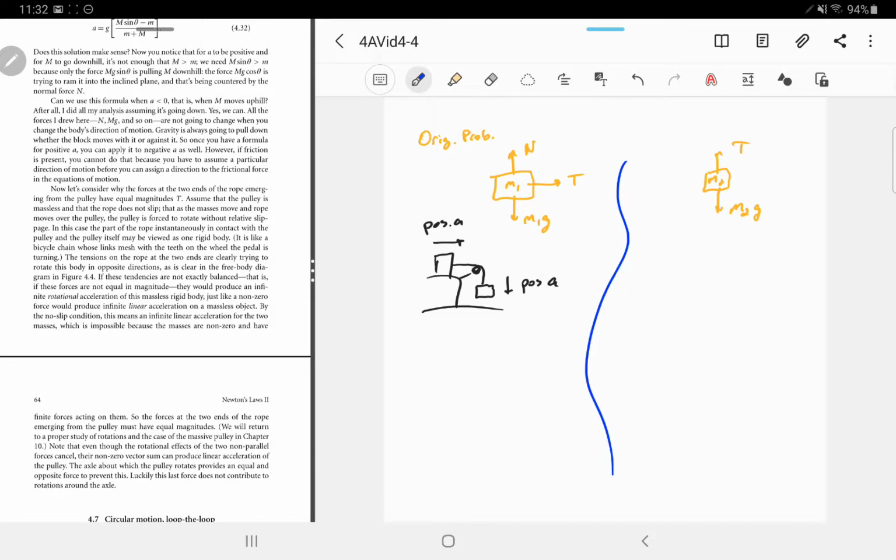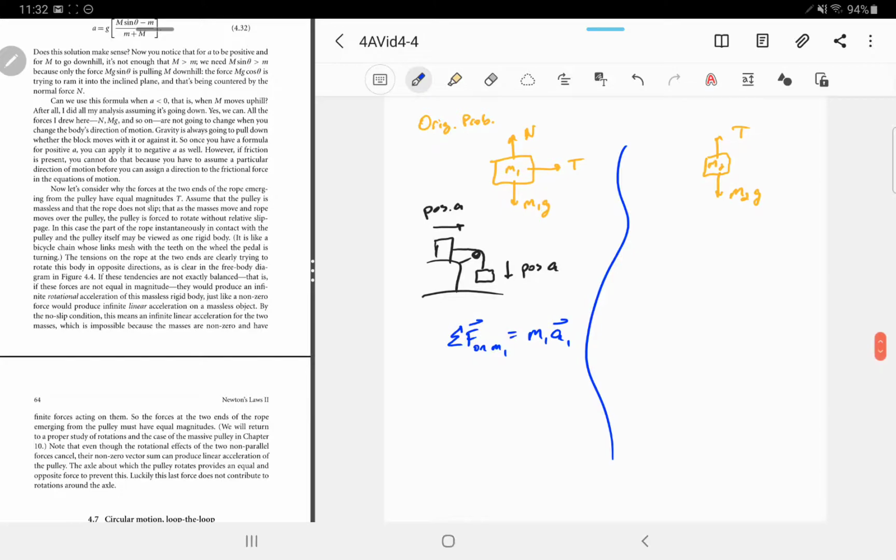So the one on the left, M1, there's only one force in the horizontal direction, so let me just write the sum of the forces on M1 is equal to M1A. So that's true for the vertical components and the horizontal components. The vertical components just are equal and opposite. N is equal to M1G. That's fine, but that doesn't really help us in this problem. So I'm going to focus instead on T equals M1A.